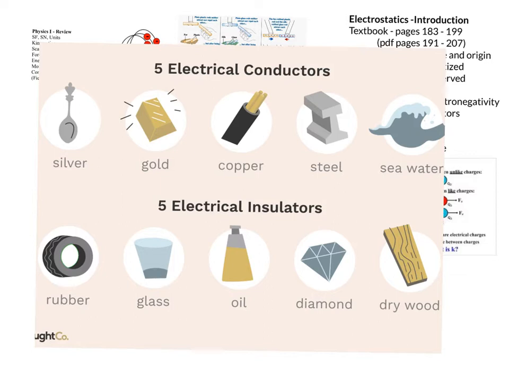Rubber, glass, most forms of oil, diamond, wood, and another common insulator is plastic, which is also not on here. So those are just examples of conductors and insulators that you're familiar with.